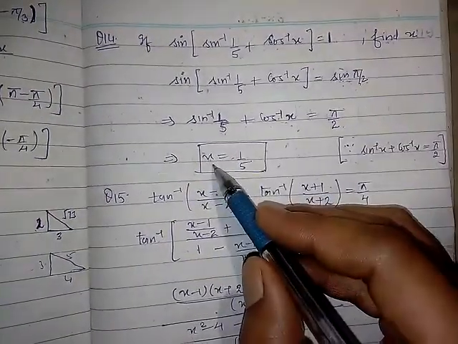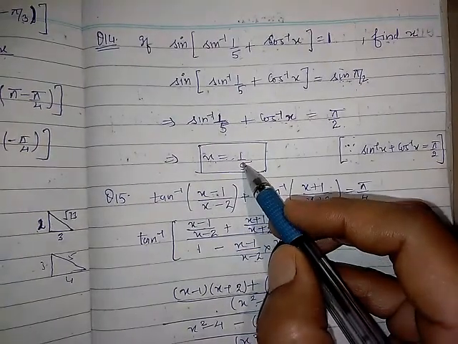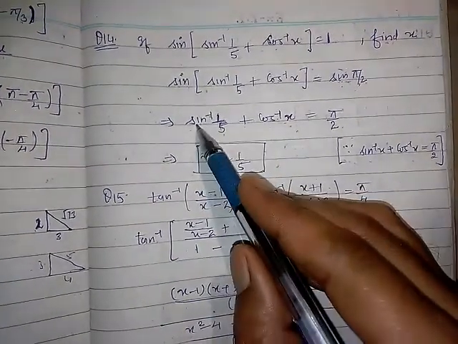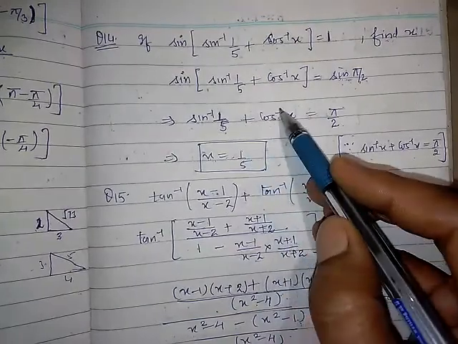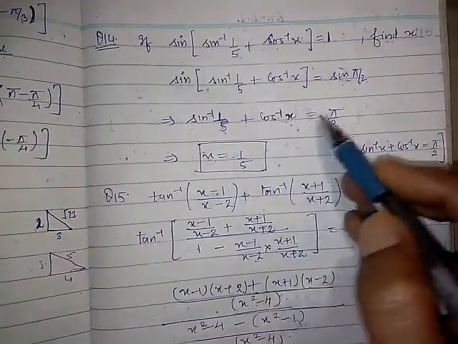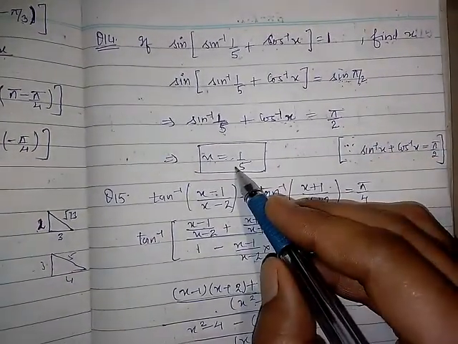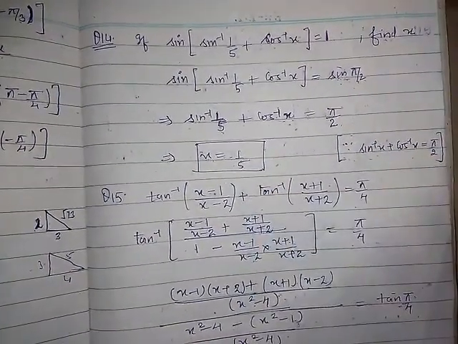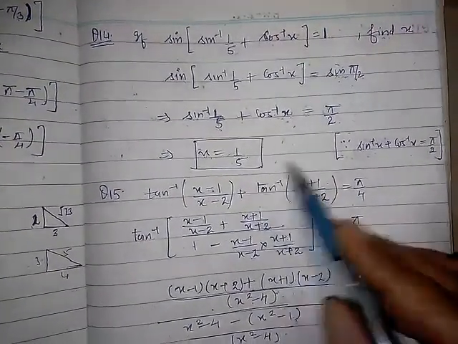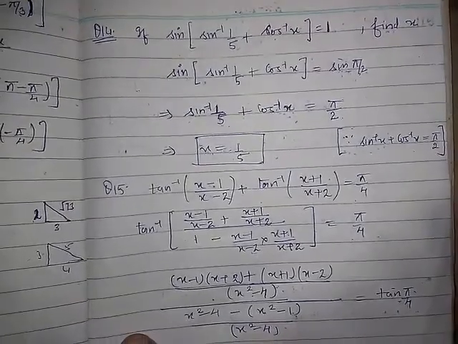So directly I have written here x is equal to 1 by 5. Why? Because we have the relation that sine inverse x plus cos inverse x is equal to pi by 2. If this angle is same, then this is equal to pi by 2. So according to this formula, we can directly give the answer as x is equal to 1 by 5, and mention the formula in front of this. No mark will be deducted.